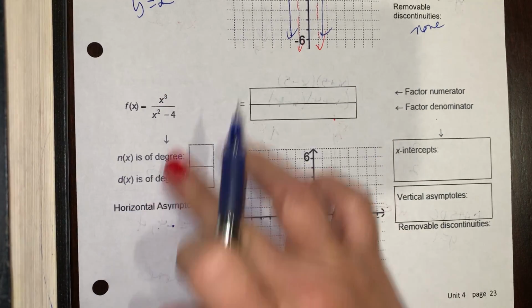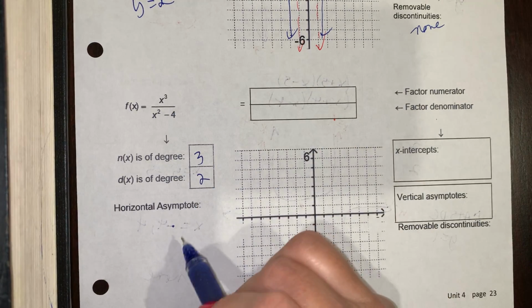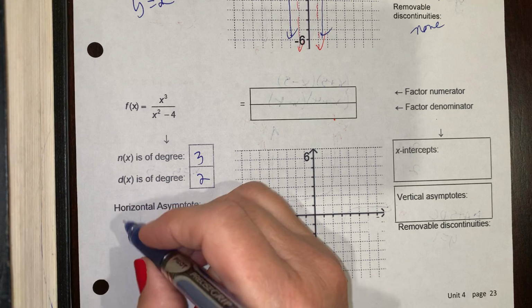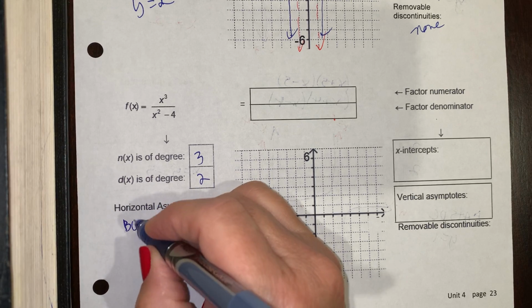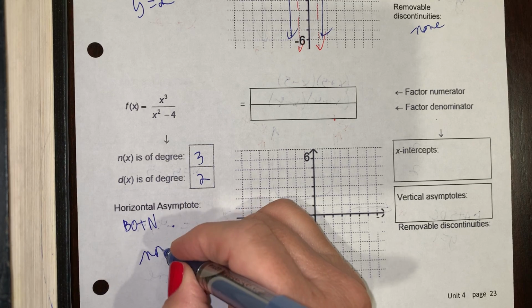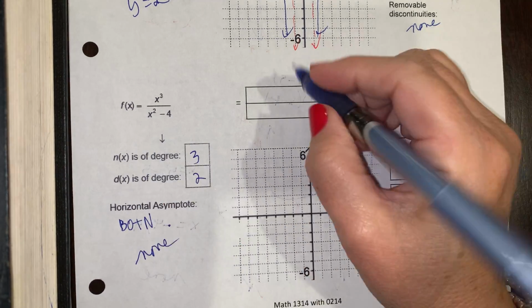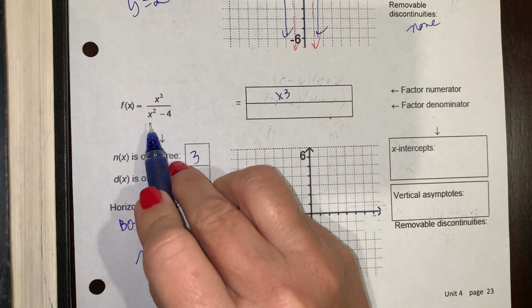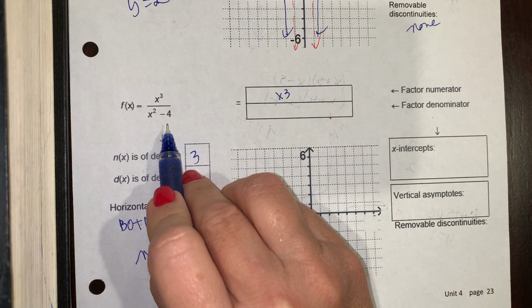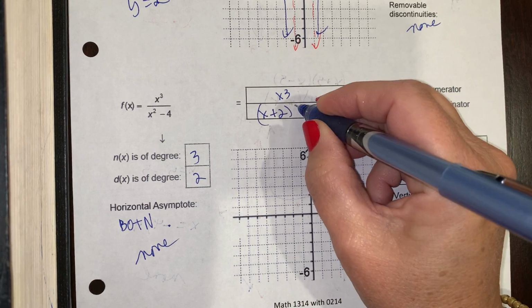So right off the bat, I'm going to do this side really quick. This is x to the third, and that's x squared. Okay, so this is bigger on top. So the n means that there is none. So there is not a horizontal asymptote on this one. And the only factoring I could do is this is a difference of two perfect squares. So this is x plus 2, x minus 2.